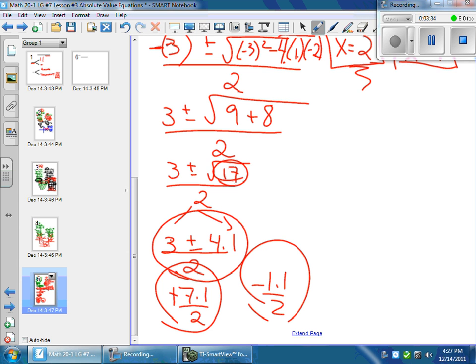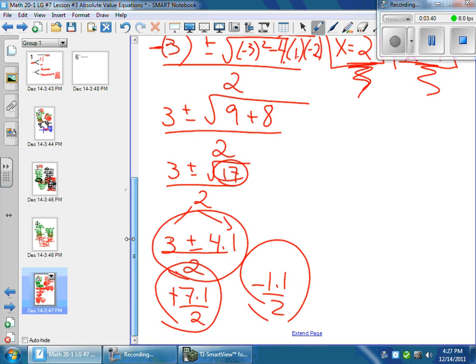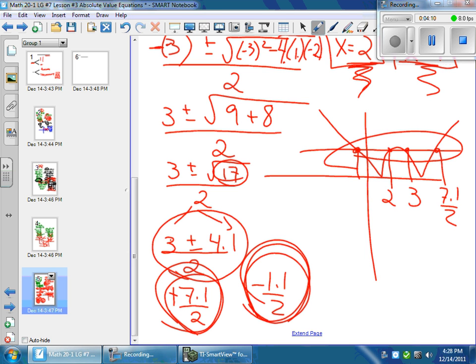This one up here, let's bring it down a little bit. The x equals 2, the x equals 1, the x equals whatever that works out to be, and whatever that works out to be. So in fact, on your graph, it's kind of going like this, boom, and there's this number, the negative version, negative 1.1 over 2, right there. That's going to be your 2, that's going to be your 3, that's going to be your positive 7.1 over 2, right there. And in fact, there's how you do it algebraically.